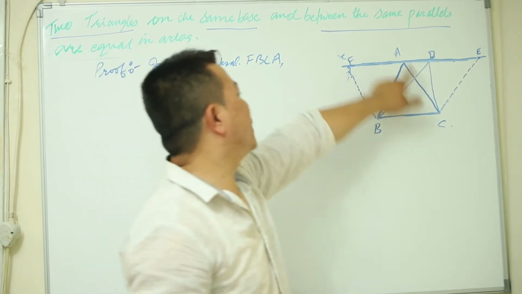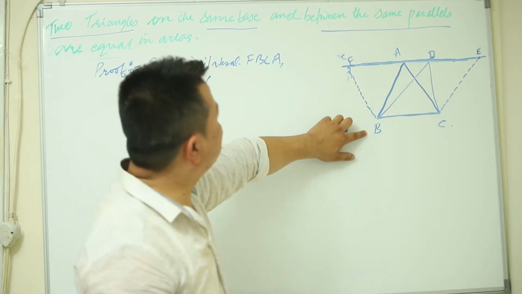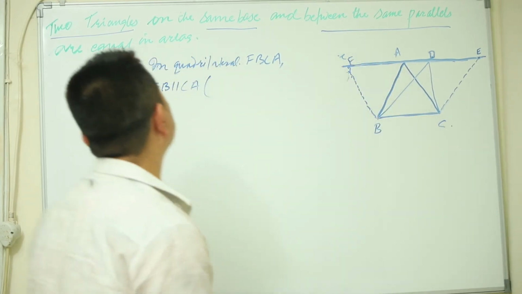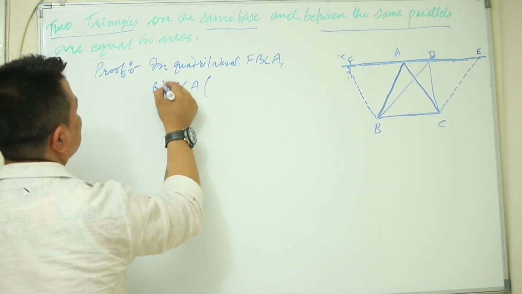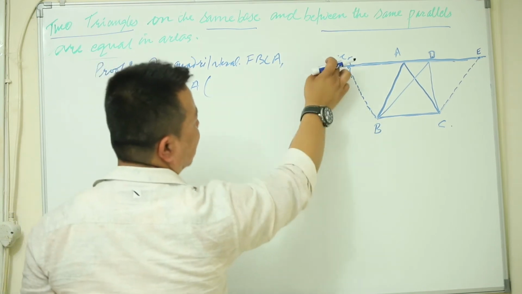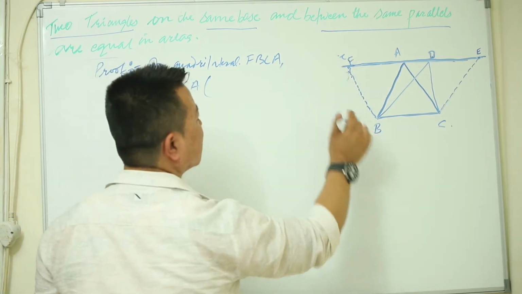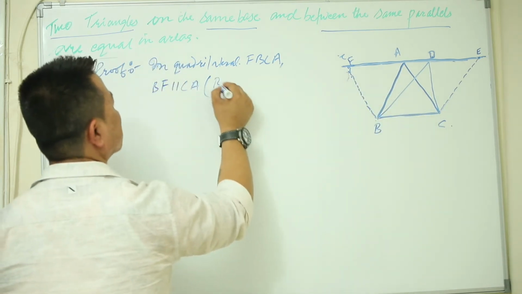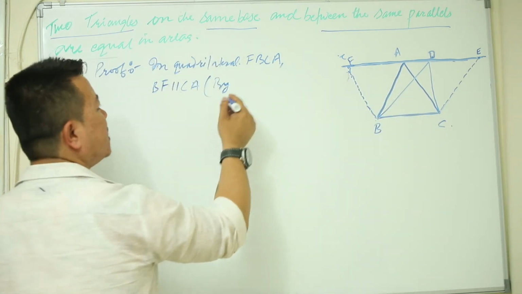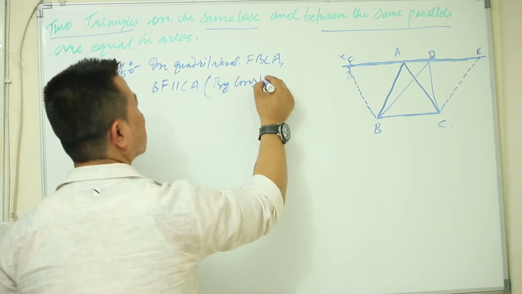FB is parallel to AC, or you can write BF is parallel to CA. BF or FB, it doesn't make any difference, it is the same thing. So BF is parallel to CA. This is by construction. Check the initial steps by construction.